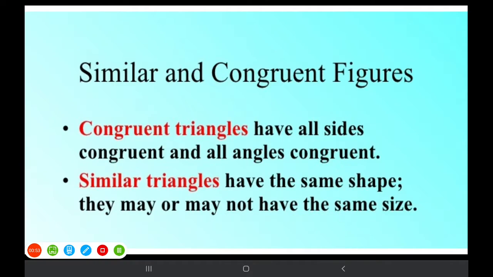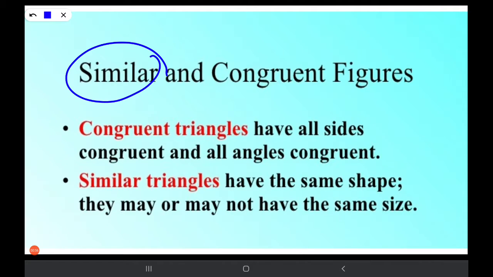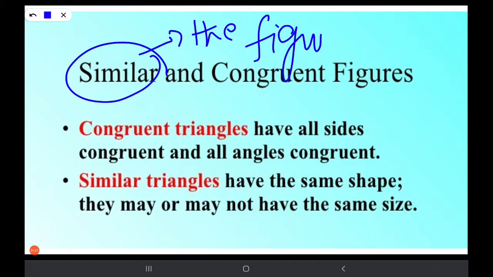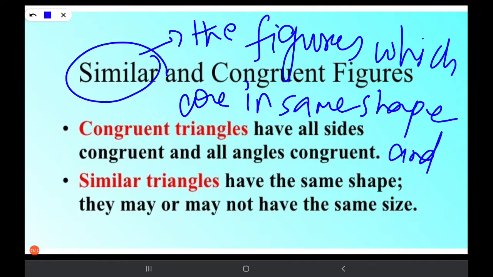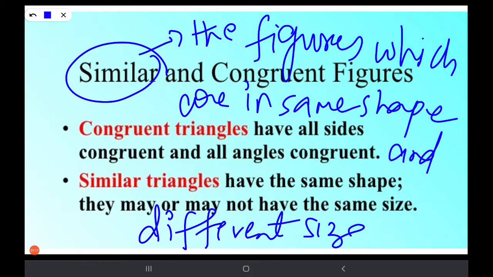So I'll give one more statement here. Similar figures: the figures which are in same shape and different sizes, then they are called similar figures. Okay, the figures which are in same shape but different in sizes, then they are called similar figures.